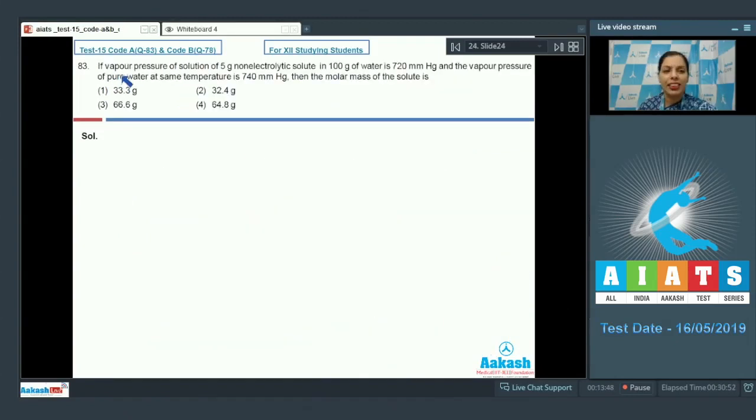After this, now question number 83. If the vapor pressure of the solution of 5 gram non-electrolytic solute in 100 gram of water is 720 mm Hg, and the vapor pressure of pure water, it means pure solvent we are talking about, at the same temperature is 740 mm of Hg, then the molar mass of the solute is... We have different options given here. We need to find out. First of all, if we want to find the molar mass of the solute, we need the colligative property, that is relative lowering of vapor pressure.